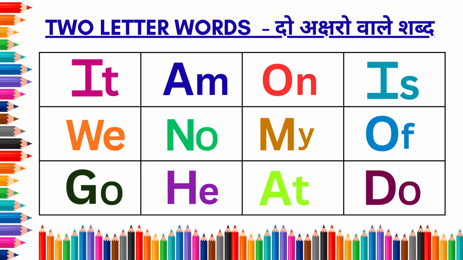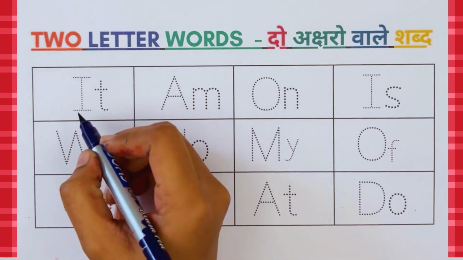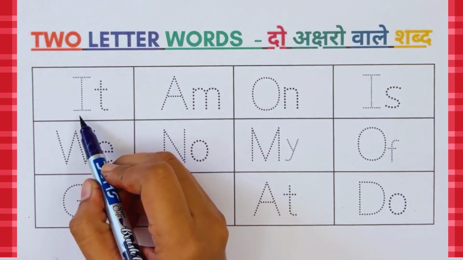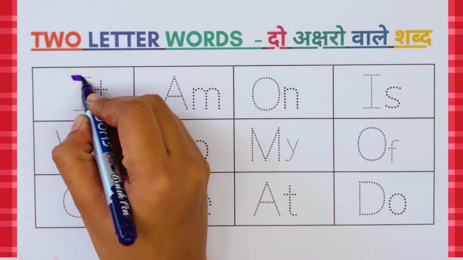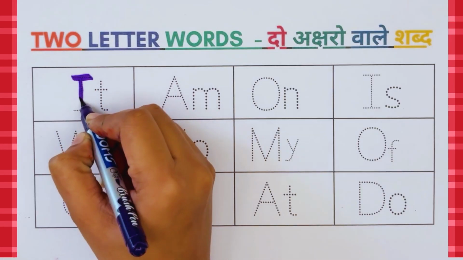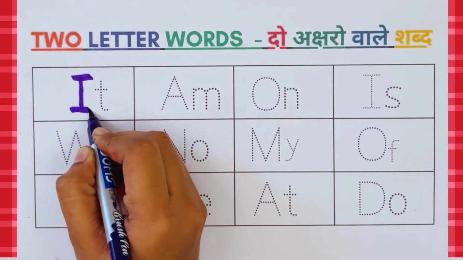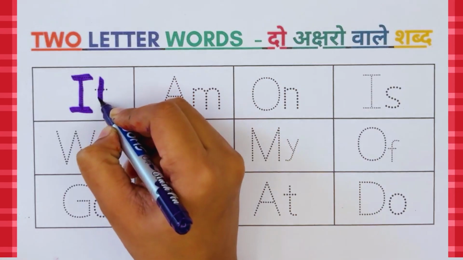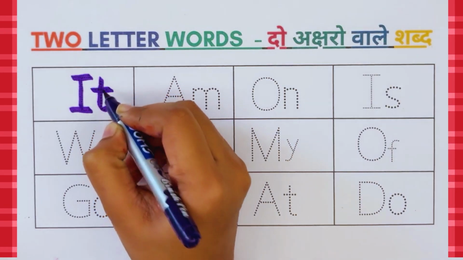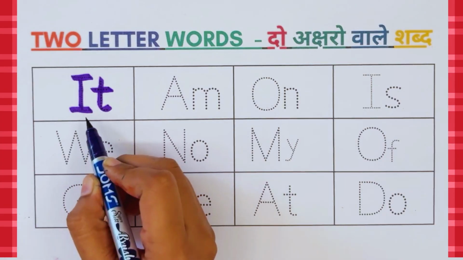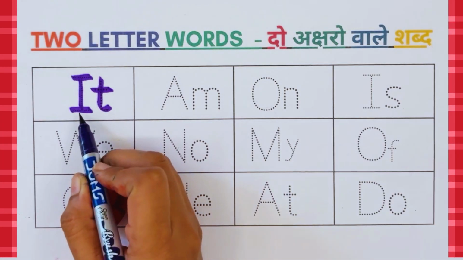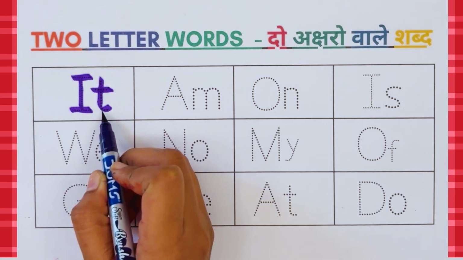In this video, I am going to teach you two-letter words. Let's start. So now our first word is it. I-T, it. Okay. Now first of all, I will write the letter I. I-T. It. Okay. What is this? It. I-T, it.